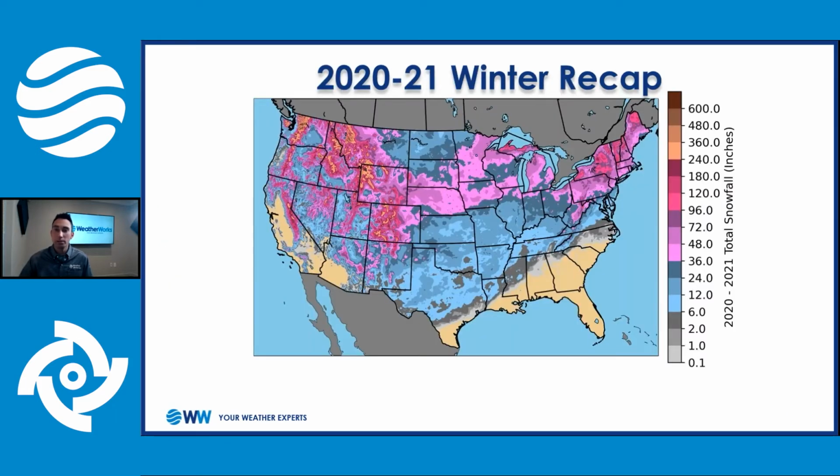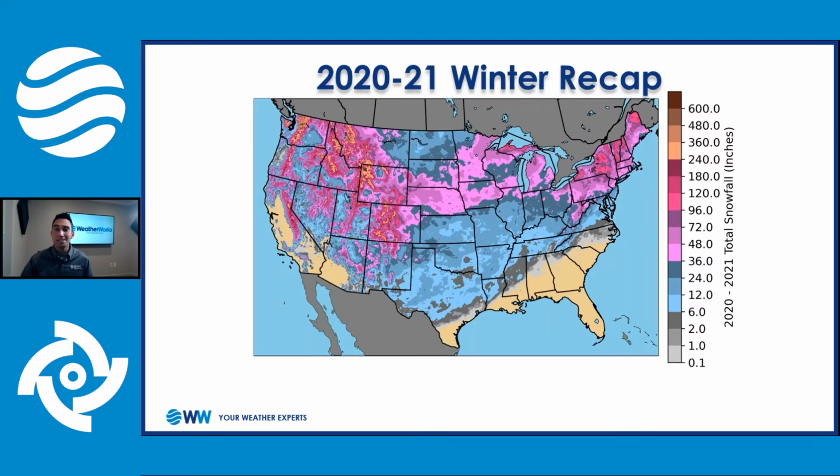As promised, we'll begin with a 2020-2021 winter recap, and as you see here, this was the seasonal snowfall across the CONUS US. Anywhere that starts to get in gray had at least measurable snowfall. Anywhere in blue had at least 6 inches. And once you get to the pinks, we're talking about 3 feet or greater in terms of overall seasonal snowfall.